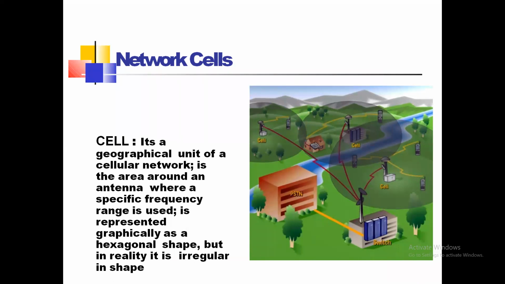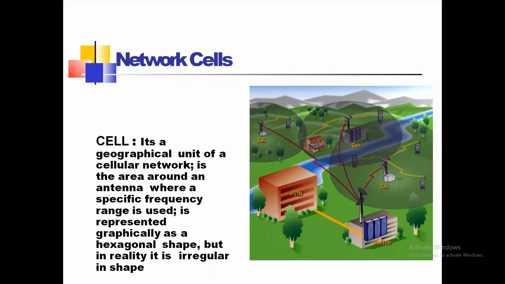And coming to this, the basic element in cellular and mobile communication is a cell. We know that a cell is a small particle, but with reference to cellular communication, a cell is nothing but a geographical unit of a cellular network. That means the cell covers a particular geographical area around an antenna. For this antenna, a specific frequency range is used. We call it channels or bandwidth.